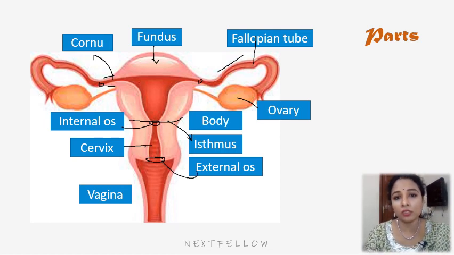So the cervix is located inferior to the body of the uterus and protrudes into the vagina, and the cervix contains the internal os, the external os, and in between, the canal is the cervical canal. The external os in a nulliparous woman is rounded, and it is transverse in a parous woman.